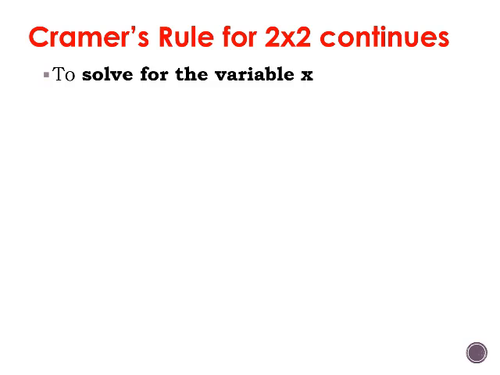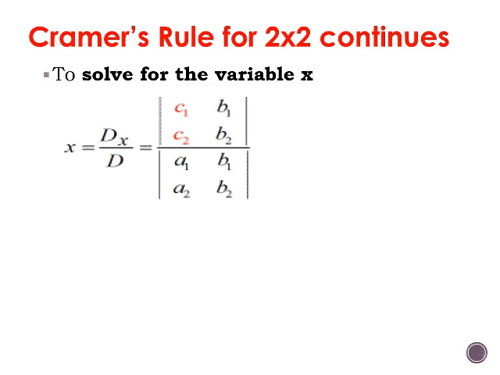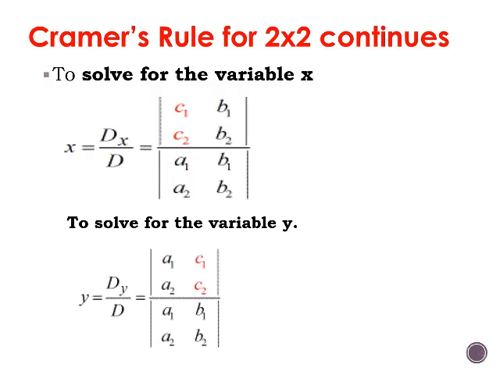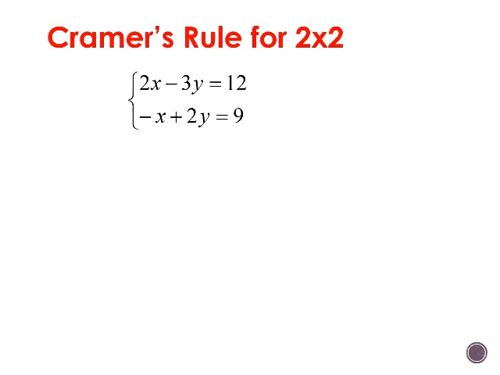So let's continue with Cramer's rule for a 2 by 2 matrix. To solve for X, we should have the determinant of X, according to Cramer's rule, over the original determinant. So that has been illustrated in the matrix given. To solve for Y, we are going to have Y equal to the determinant of Y over the original determinant. That's exactly what we have. Now let's solve this example.